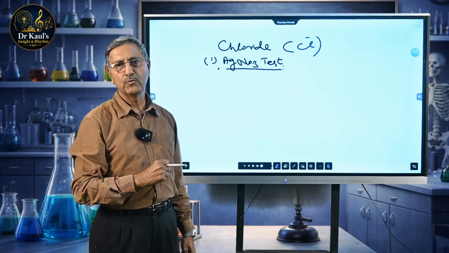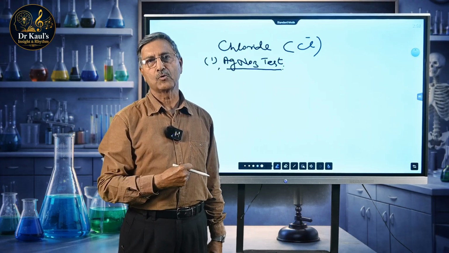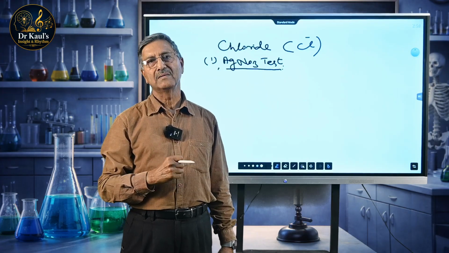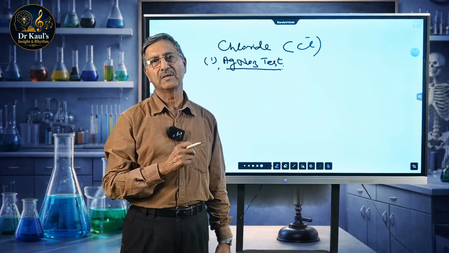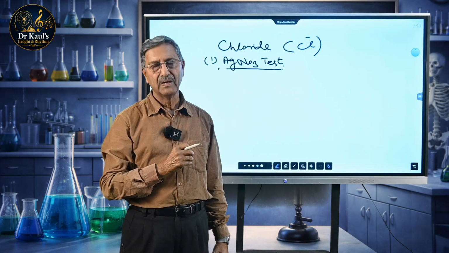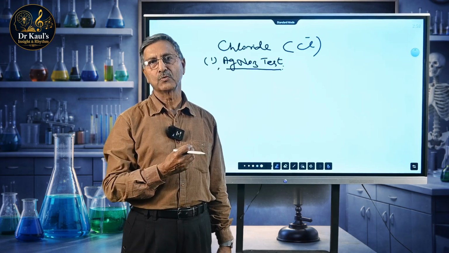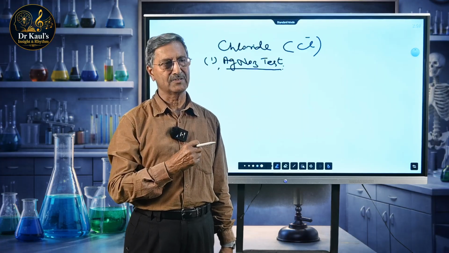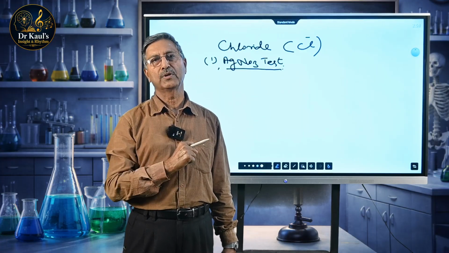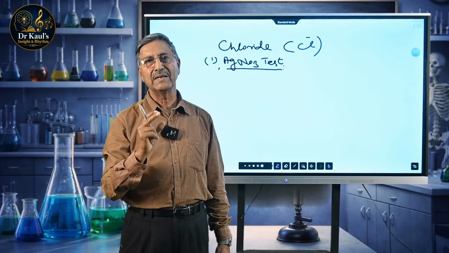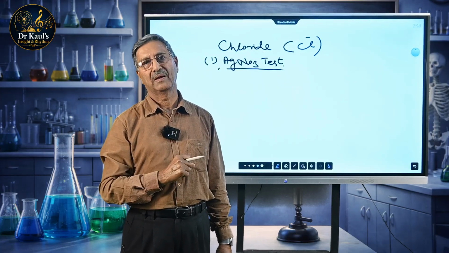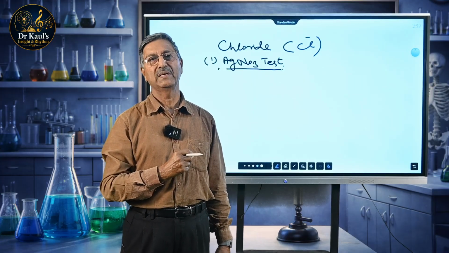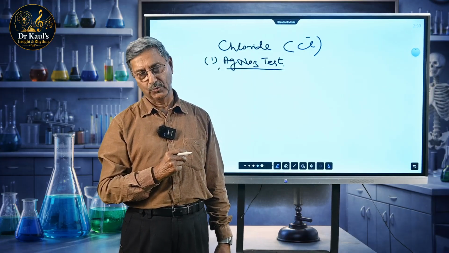In this test, we take the salt solution, maybe salt solution in water or sodium carbonate extract, and acidify it with a few drops of dilute HNO₃. We heat it so as to decompose the undecomposed carbonates and any extra sodium carbonate present, and to that solution we add a few drops of silver nitrate solution in water. If chloride is present, then we get a curdy white precipitate which is soluble in ammonium hydroxide.